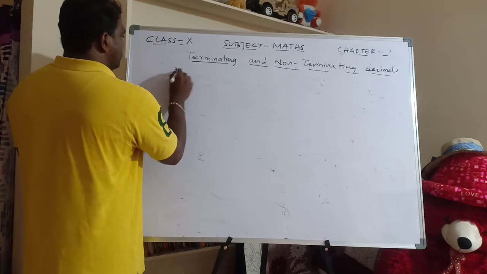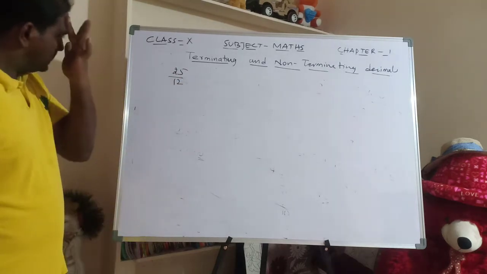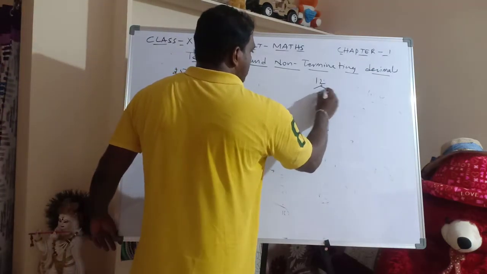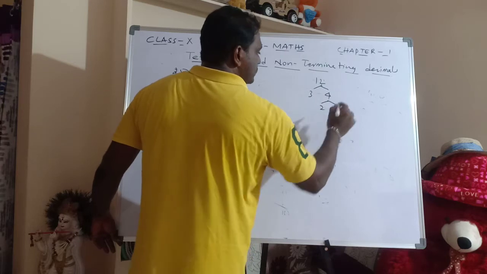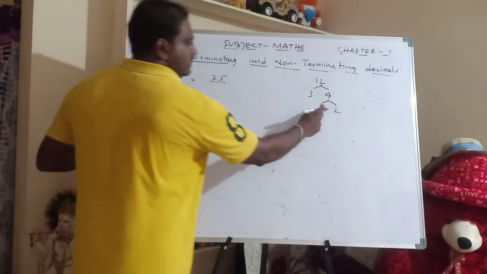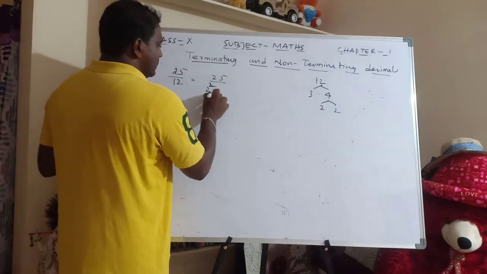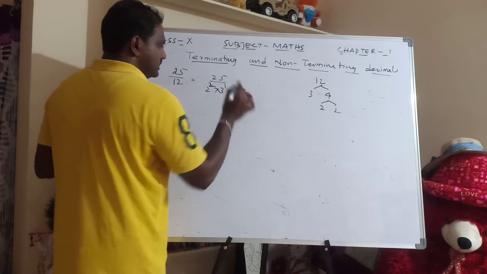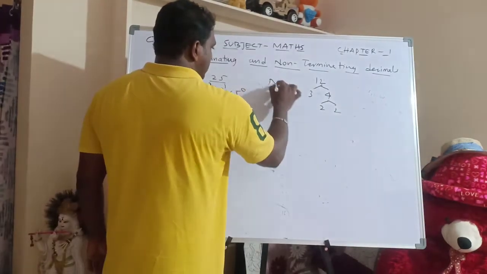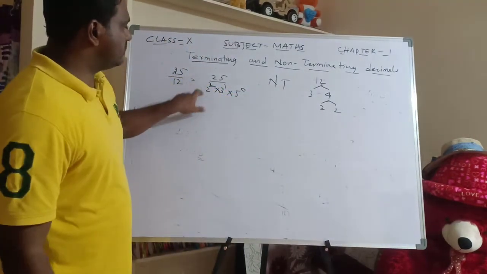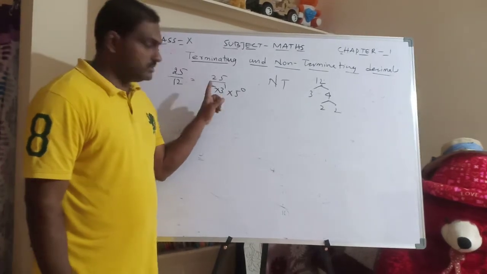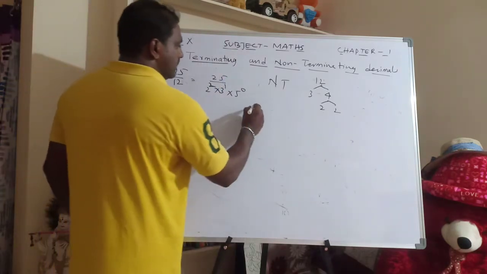25 by 12. I am going to take a small number. Whether it is terminating or non-terminating. So as usual, we have to take 12. 3 4s are 12, 2 2s are 4. So what is the denominator? 25 by 2 into 2 into 3, which can be written as 2 power 2 into 3 power 1 into 5 power 0. Now, terminating or non-terminating? Simply I can say that it is non-terminating. Sir, 2 power 2 is there, 5 power 0 is there, so it is terminating, you may ask. But what is the extra term? 3. It is non-terminating.